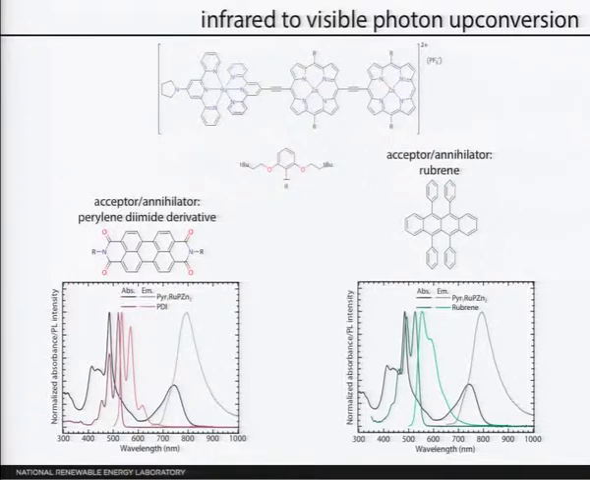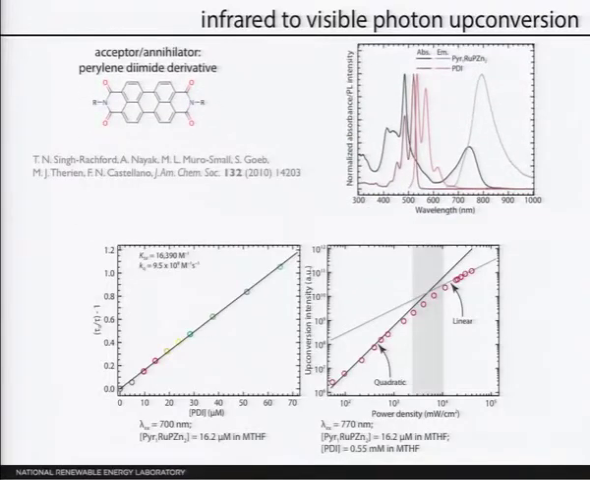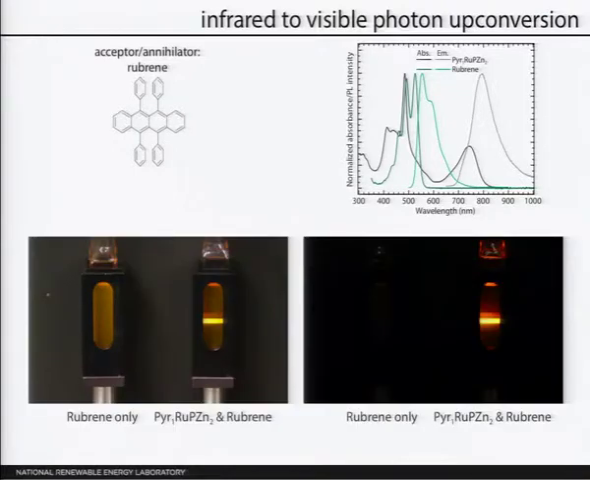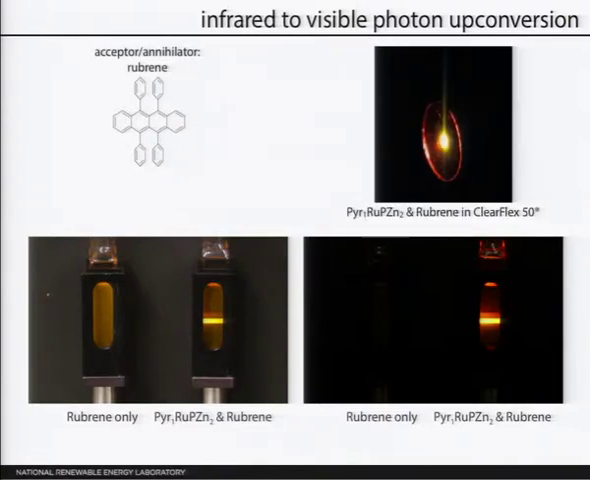This system has been used in conjunction with two different acceptor annihilator molecules. In the case of the parylene derivative, we see typical quenching behavior, and at high light intensity, we see a conversion from the quadratic to linear dependence, indicating we're saturating the efficiency. For rubrene, we see the same behavior, good quenching, conversion from quadratic to linear, and we can see by the naked eye infrared to visible upconversion. And this is also visible in our ClearFlex polymer.